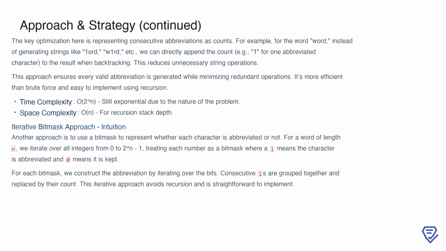An alternative to recursion is the iterative bitmask approach. Here, we treat the problem as a bitmasking operation, where each bit in a number represents whether the corresponding character in the word is abbreviated or kept. By iterating over all integers from 0 to 2 to the power of n minus 1, we construct abbreviations based on the bitmask. Consecutive bits set to 1 are grouped and replaced by their count, which avoids the need for recursive calls and offers a non-recursive, systematic way to generate abbreviations.